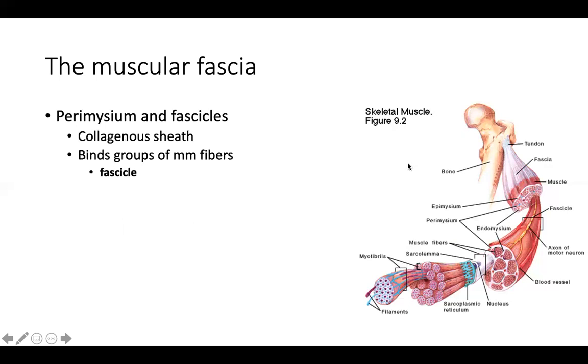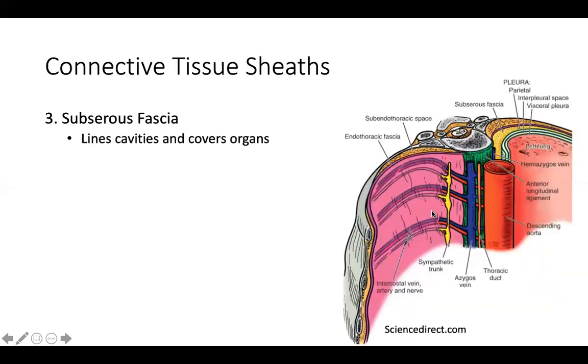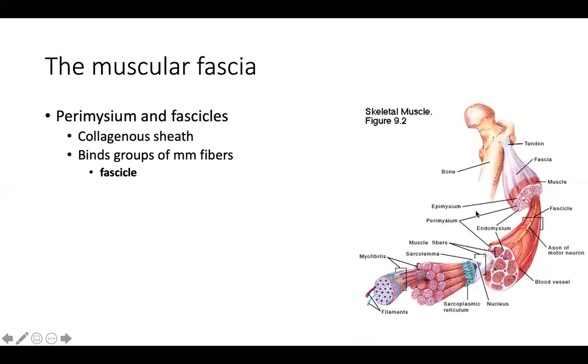Perimysium and fascicles. So the perimysium, again, surrounding, right? So this is the fascia that surrounds the fascicles. Let me say it again. That surrounds the muscle fiber. So the groups of the muscle fibers are called the fascicles. So it does surround the fascicles, and a fascicle being a group of muscle fibers. So here, muscle fibers grouped together, fascicle, all the fascicles together is the muscle.